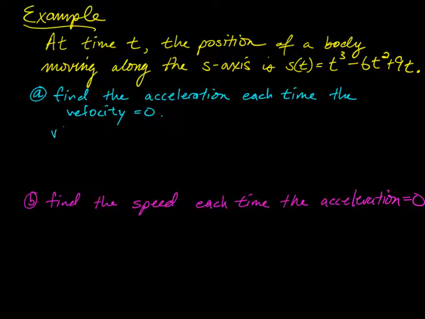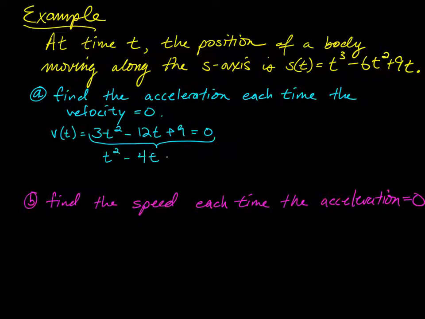So the velocity function here will be v of t equals 3t squared minus 12t plus 9. And if we want to know when the velocity is equal to 0, you can set this whole function equal to 0 and solve for t. The first thing you want to do in solving for t is to divide everything by 3. You can divide all 3 terms on the left and 0 by 3. And you'll end up with t squared minus 4t plus 3 equals 0.